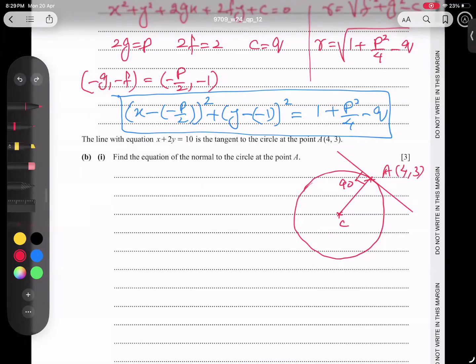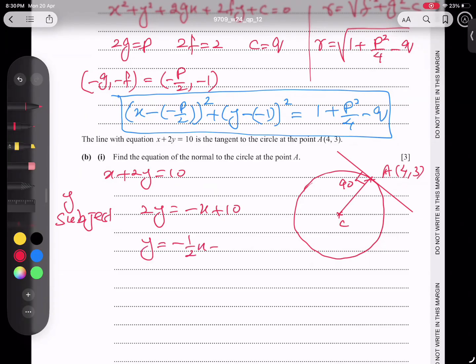So I reshape it: x plus 2y is equal to 10, student. I will make y the subject. So 2y equals negative x plus 10. Dividing by 2, I get y equals negative half x plus 5. So what is this, student? This is the gradient of the tangent, negative half. Then what is the gradient of the normal? So this 2 will go up, 1 will go down, and the sign changes: the negative reciprocal.